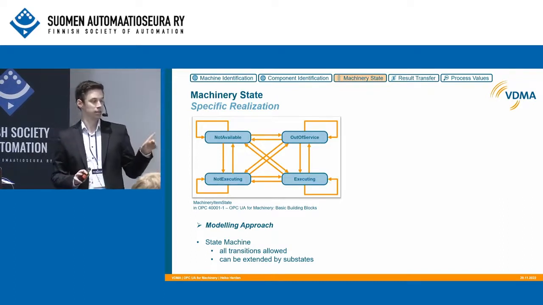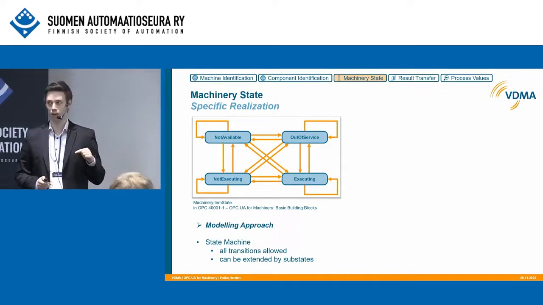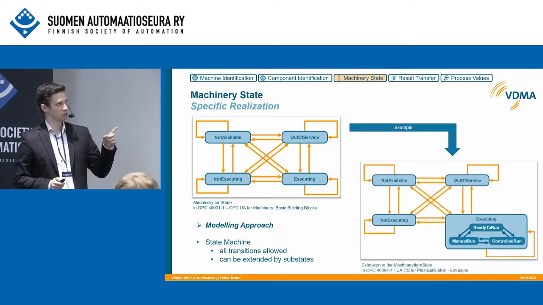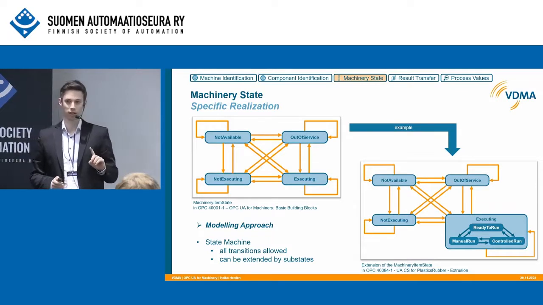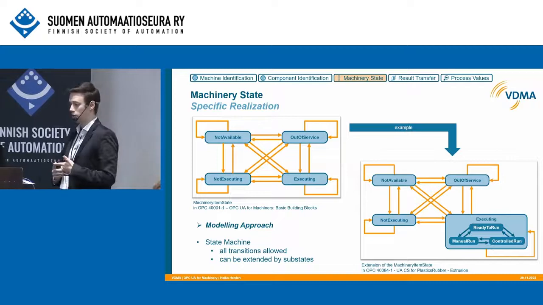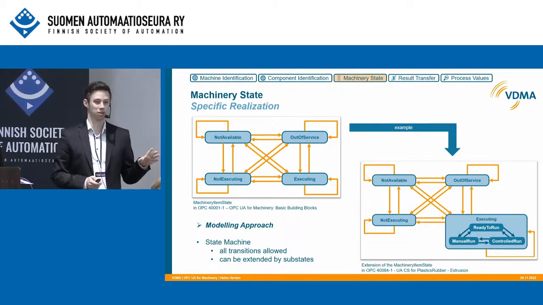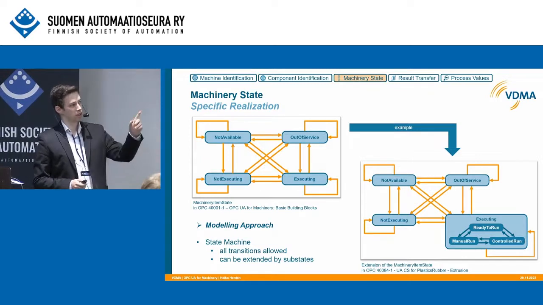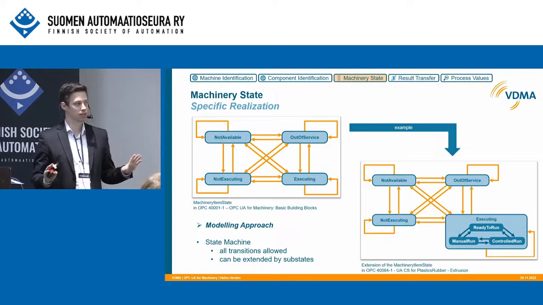And this can be extended by substates. And this was done already. So we have the extrusion companion specification, which took the state machine and defined substates for the state of executing. They said, for us, executing can either be a manual run or a controlled run, or it could be ready to run. And I think this is a perfect example because for most domains, ready to run would be a not executing because the machine is just standing still.